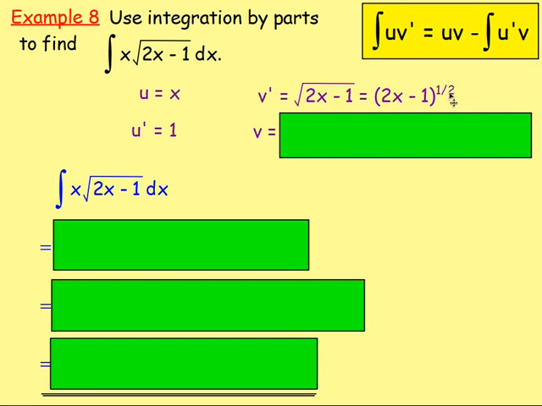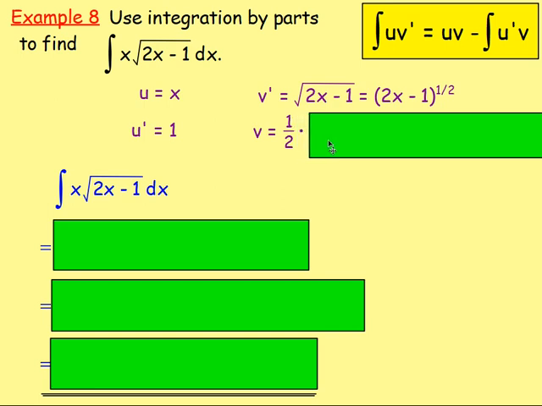Integrating that then, so going from v dash to v, you would add 1 to the power and divide by the new power. So add 1 to the power gives you 3 over 2. Divide by 3 over 2. If you flip that upside down, it's the same as multiplying by 2 over 3. But you need to again divide by the derivative of what's in the brackets. Here you've got a 2, so you'd also divide by 2. So we've got the half.